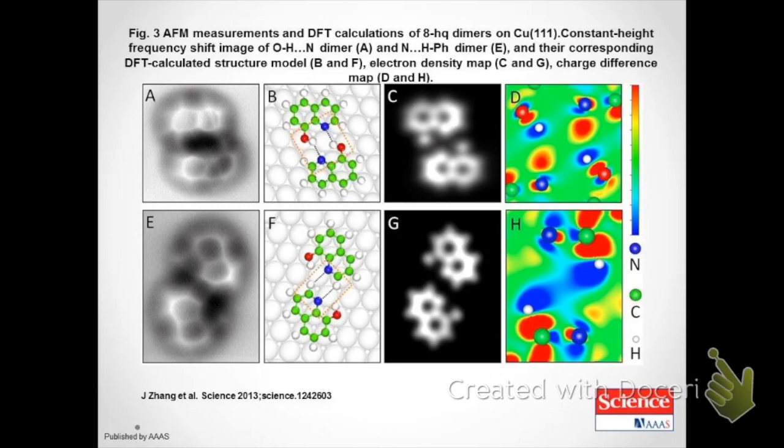All right, and here's another one where we see some weak hydrogen bonds between molecules here and here from the atomic force microscopy results. So these are just fascinating images generated by this technology. We're really beginning to see things. We really are seeing things at the molecular level and atomic level with these.